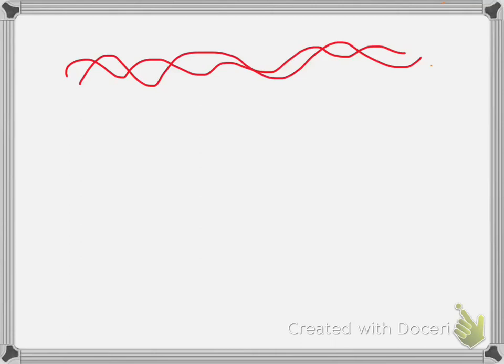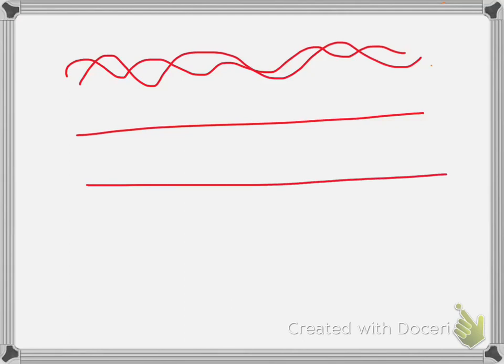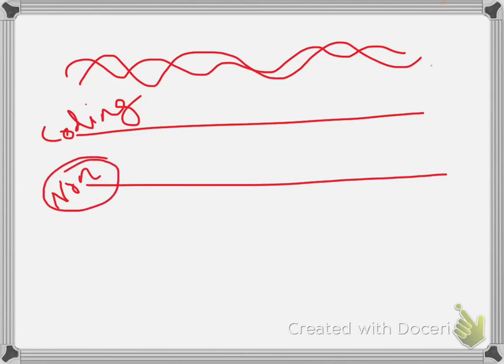Here, one is the coding strand and the other one is the non-coding strand. The non-coding strand acts as the template. So, the newly synthesized mRNA will be complementary to the non-coding template strand. Now, let us discuss the reaction.